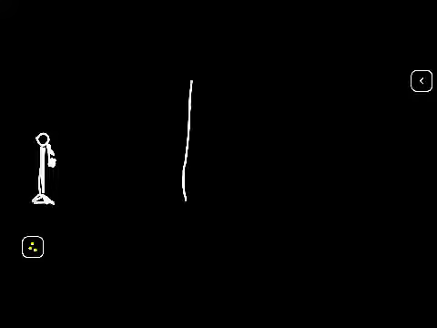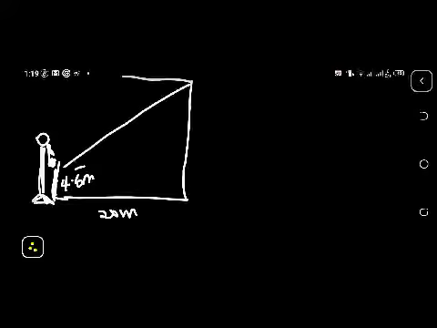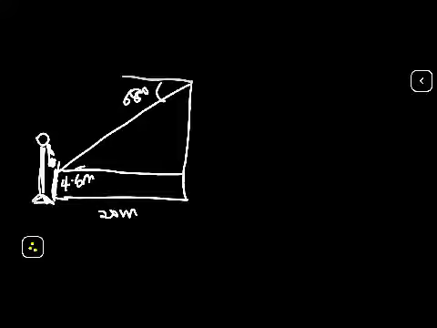Then 20 meters away was here. Then the height of the mango to the ground was 4.5 meters. So this is 4.5 meters. Then we know that the angle of depression was 68 degrees here, which is also equal to the angle of elevation from the mango. So this is also 68 degrees. Let me make this tree bigger.